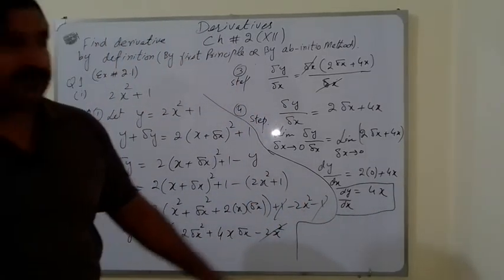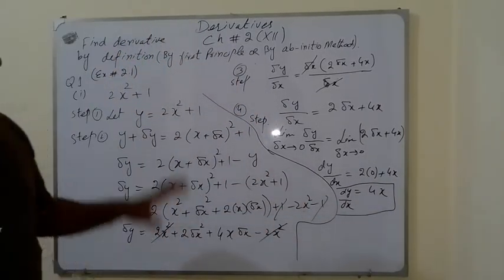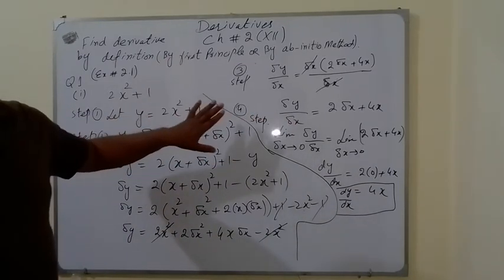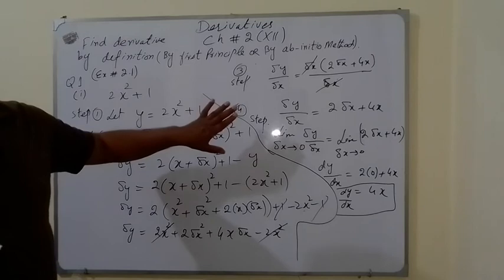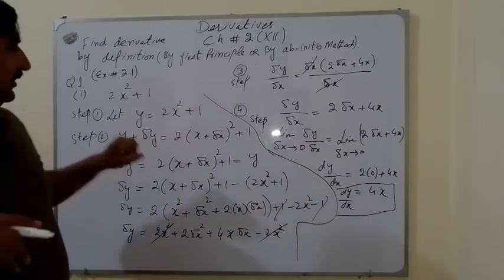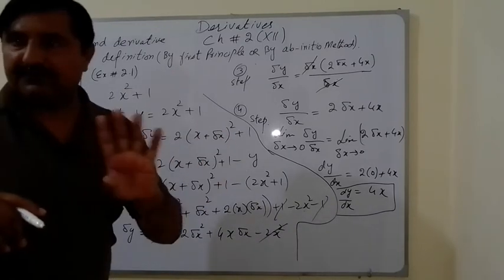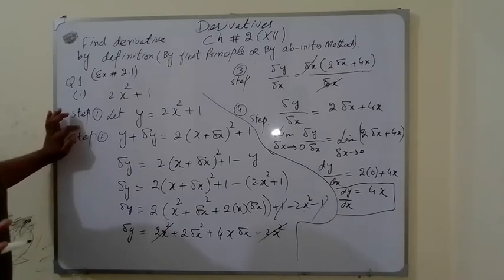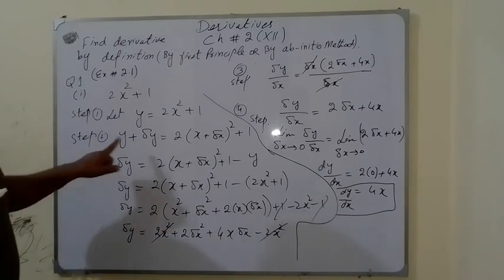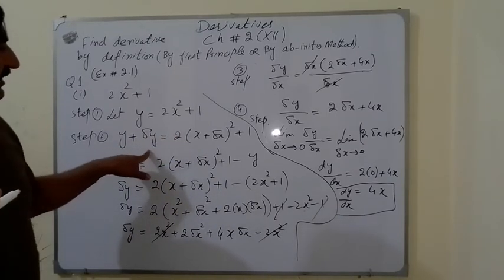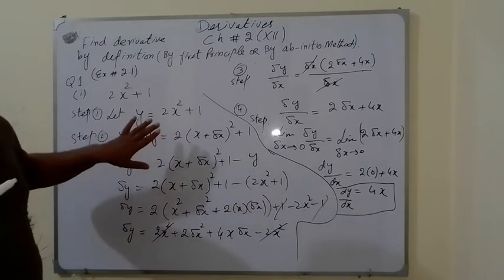dy over dx is equal to 4x. This method is known as the ab initio method, or by the first principle. So find out the derivative by the first principle, or find out the derivative by definition. We have to remember only 4 steps. In the first step we let y, or any function f of x, you can also do it. The next step is y plus del y: applying the slight change, y plus del y and x plus del x on both sides.